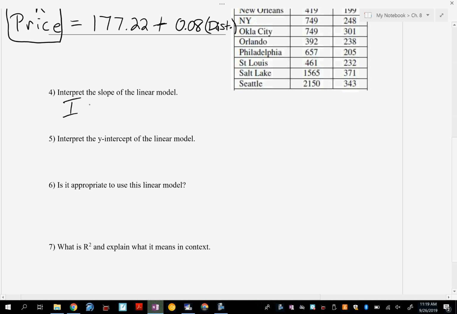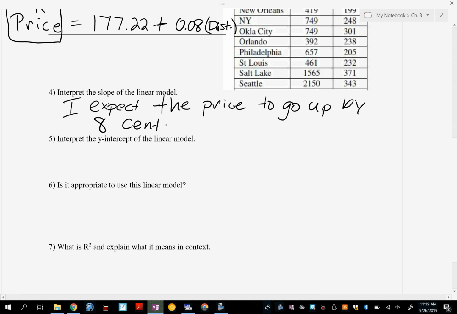So I expect the price to go up by 8 cents for each additional mile. Now, if you're like, oh, well, that's really not that much money, fine, then change it to 100 miles. All right, so every 100 miles, you expect the price to go up $8. Okay? If you'd rather change the ratio you use, I don't care. You don't have to do that.